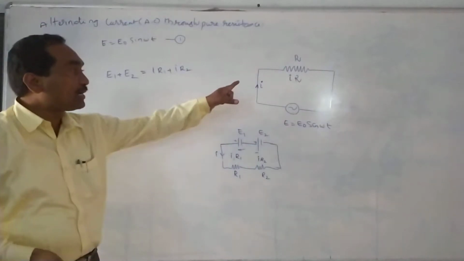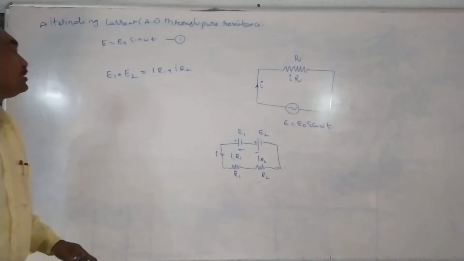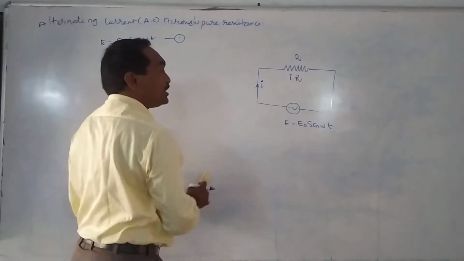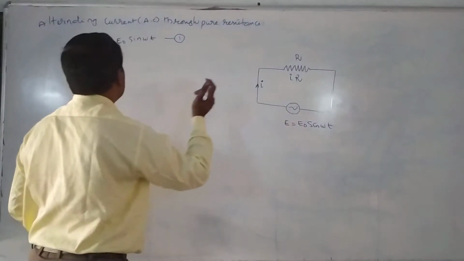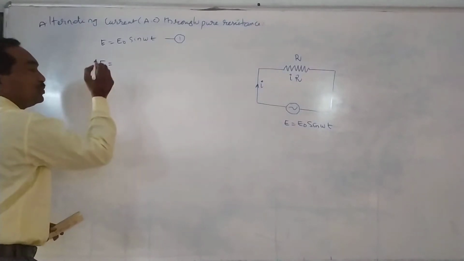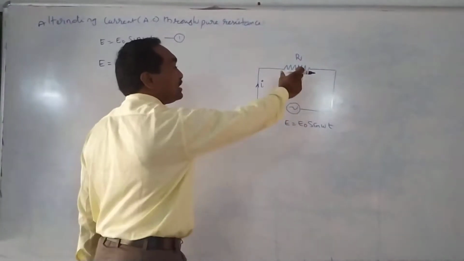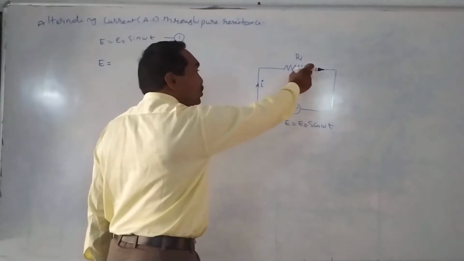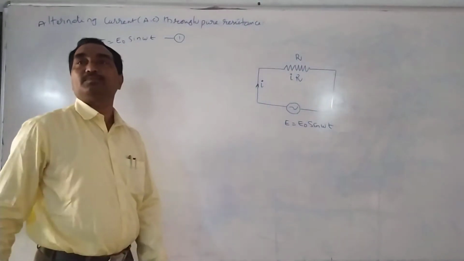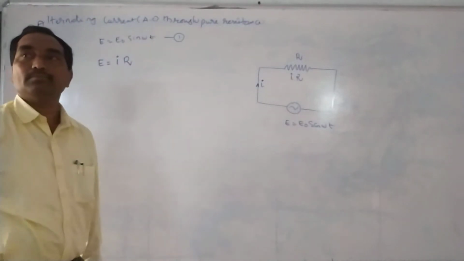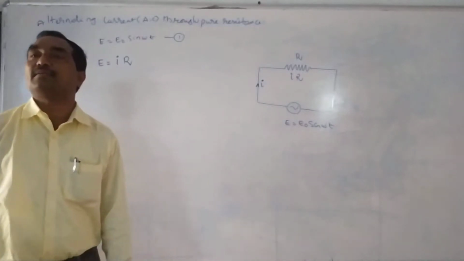Now we apply Kirchhoff's second law to our closed circuit. There is only one EMF, that is E, which is equal to the potential difference across the resistance. There is only one resistance, whose potential difference is IR. So E is equal to IR after application of Kirchhoff's second law.